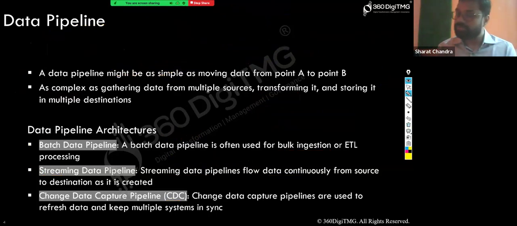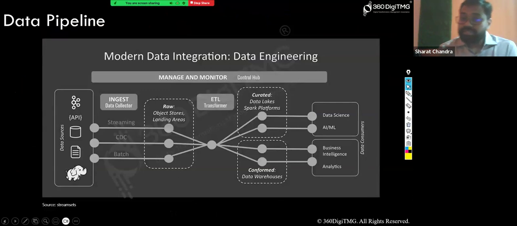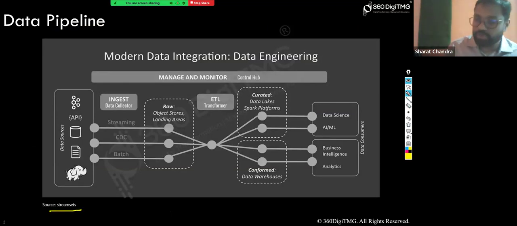We are responsible for constructing these pipelines, depending on the nature of the business that we are working for. This is a typical image which I really liked from online, so I just put it in the presentation here. This is basically picked up from StreamSets, which is an organization that provides products to build data pipelines.